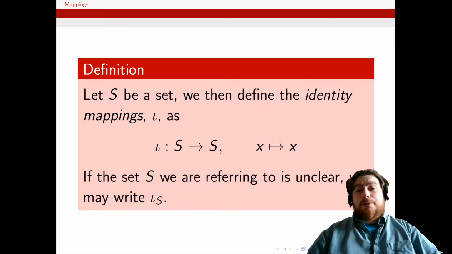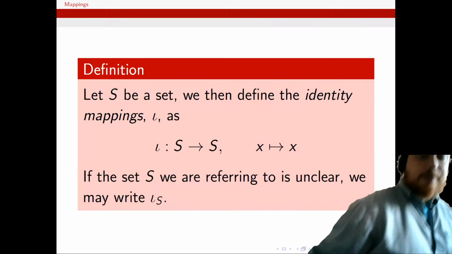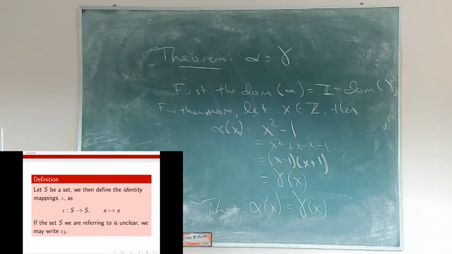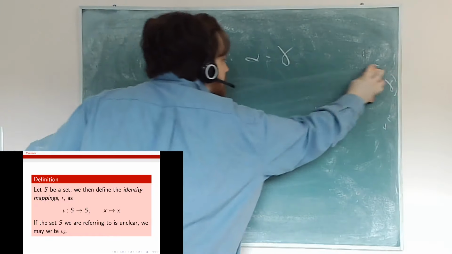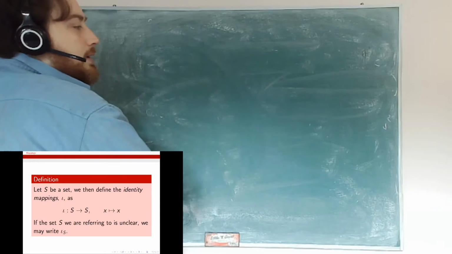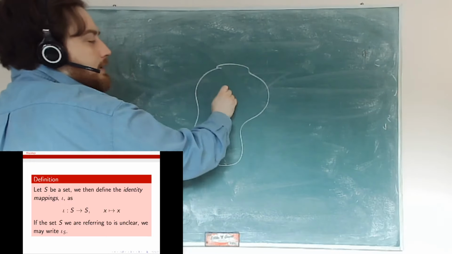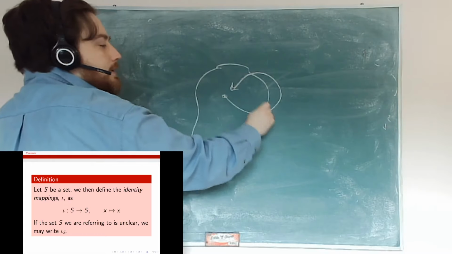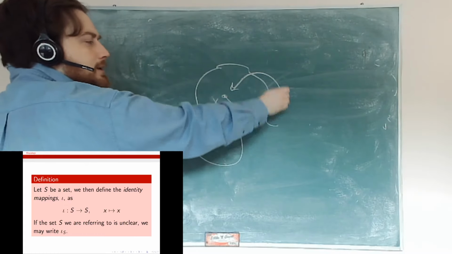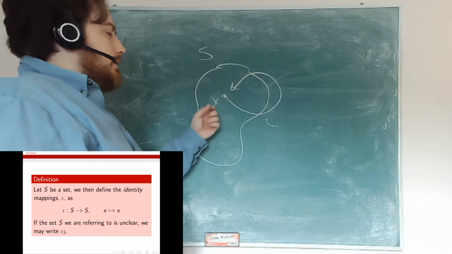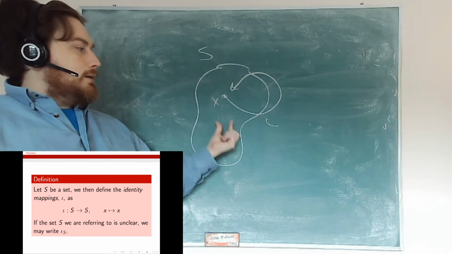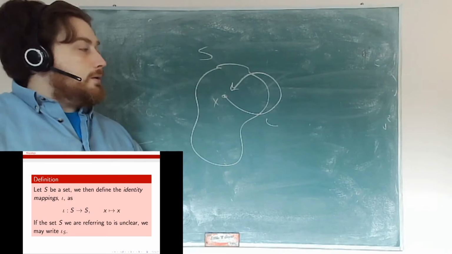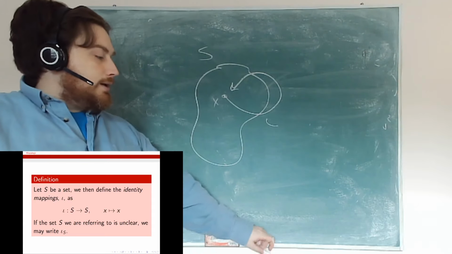And so if we were to picture this, what we would end up with is that we start off in our domain, and the idea is that through iota, we just end up where we start. So x gets mapped back to x, and we're mapping our domain to itself. So S is both our domain and our codomain. And that's what we mean by the identity mapping.